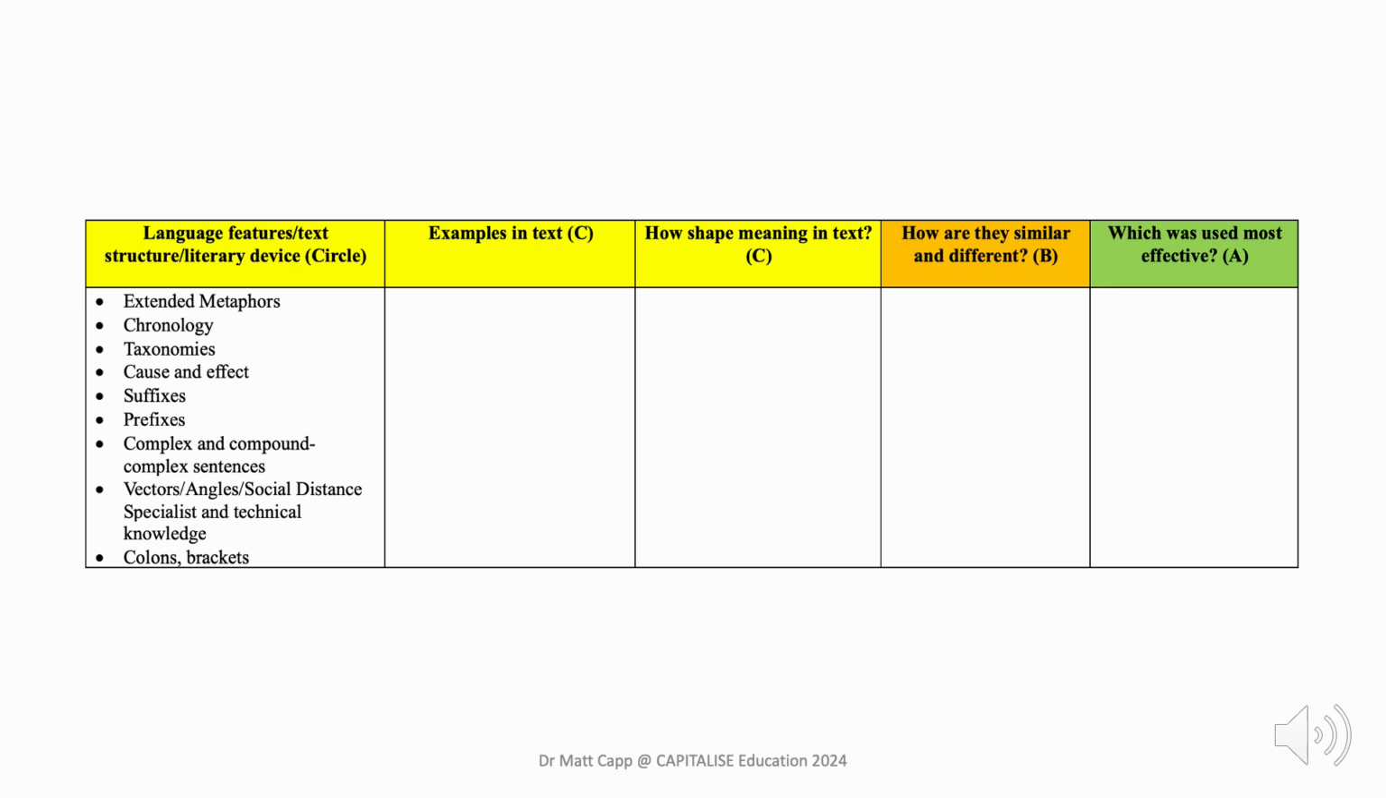So when we look at the cognitive verb identify, which is name or recognize someone or something, students could point to or circle the language features, text structure, and literary devices used within the text. When providing examples in the text and how they shape meaning, as well as how they are similar or different and which was used most effectively, the term write is not used in the achievement standard or the definitions of the cognitive verbs. So students could write, they could handwrite, they could type, they could use speech to text or have a scribe, but they also could verbally provide their responses.